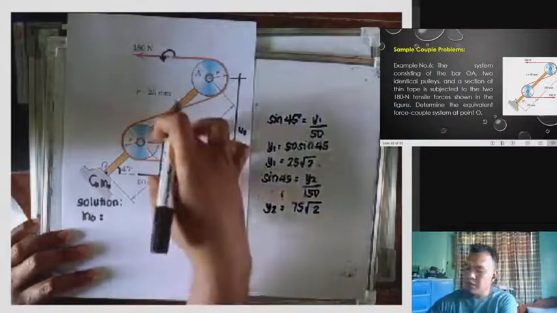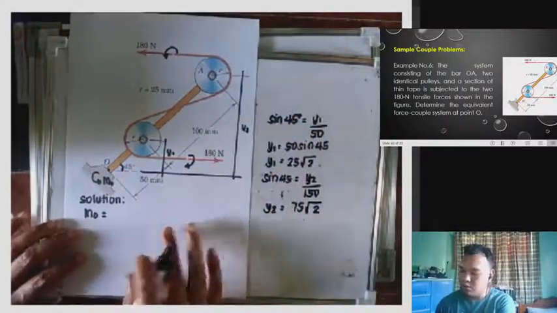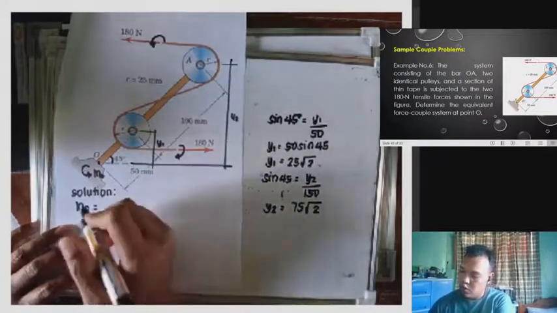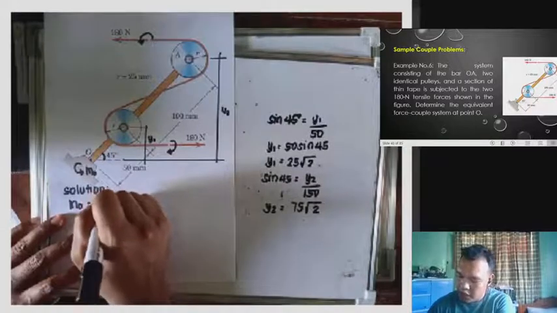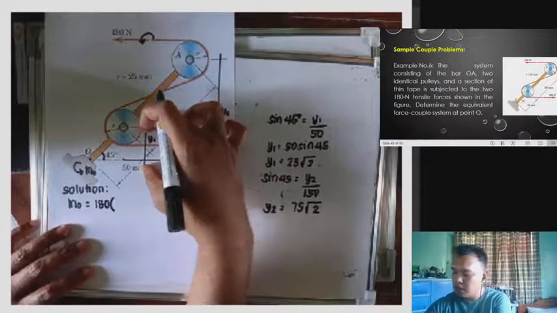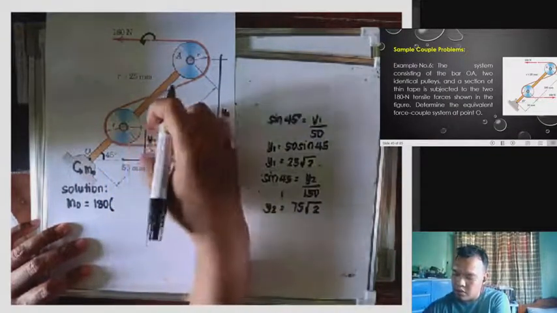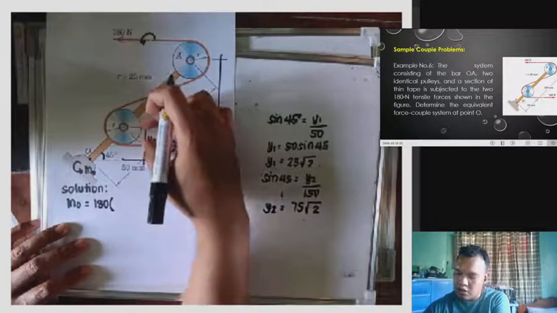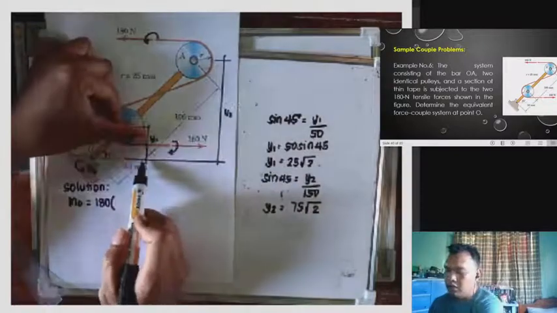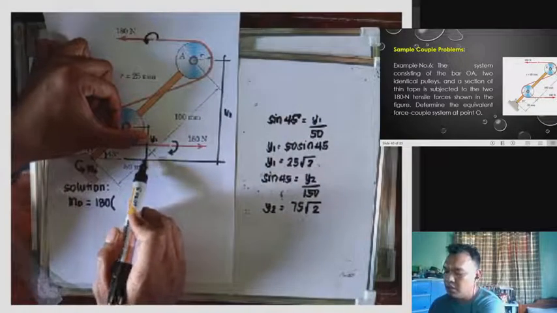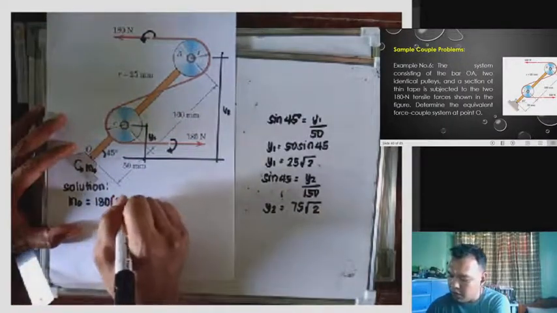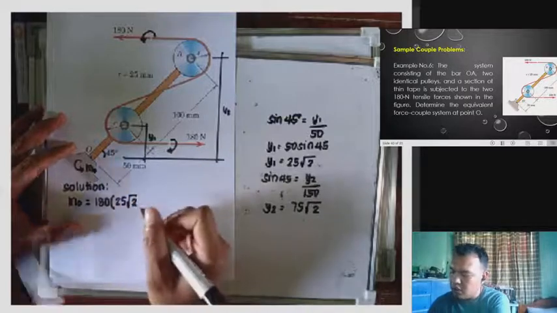Okay, so may perpendicular distance na tayo. So, mano-mano tayo mag-solve. Ito, papunta dito. So, we have your positive value. So, 180 multiplied by the perpendicular distance. Ito, ang perpendicular distance na is Y1 minus nito. Y1 minus ito. No? Kasi ito lang yung perpendicular distance niya eh. Itong dalawang to. Ito lang yung perpendicular distance niya. So, to get the perpendicular distance, we have y1 minus the radius. So, therefore, y1 is 25 the square root of 2 minus the radius.